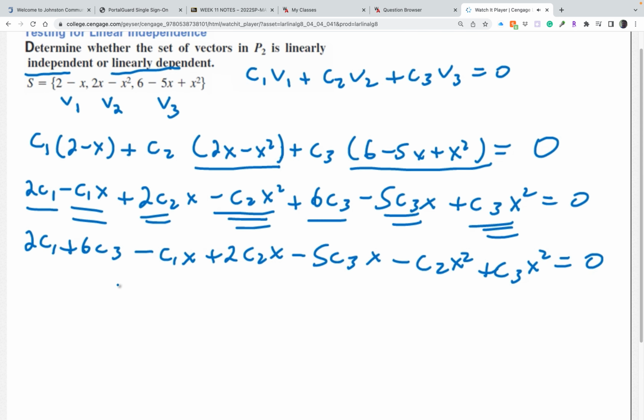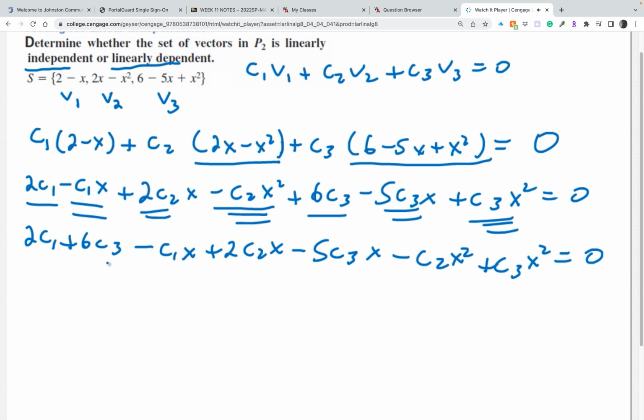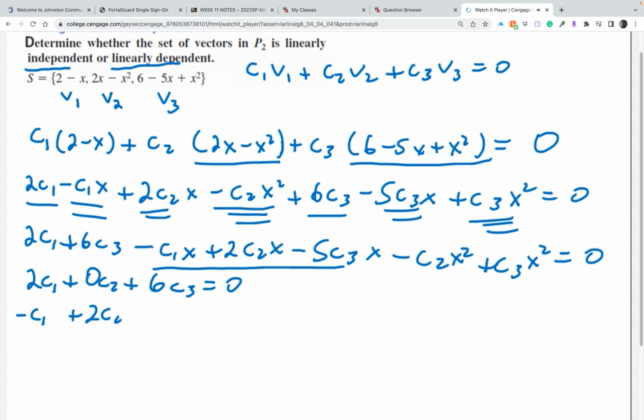And so then we'll set up equations. Since everything has to be 0, all of the constant terms will have to be 0. So 2 times c sub 1, and there's no c sub 2, so we'll add 0 c sub 2, plus the 6 c sub 3, that will have to be 0. The first degree terms will have to add to 0: negative c sub 1 plus 2 c sub 2 minus 5 c sub 3 equals 0. For the second degree terms, the same thing. There is nothing involving c sub 1, so we'll have 0 c sub 1, and then minus c sub 2 plus c sub 3, and that will all be equal to 0.